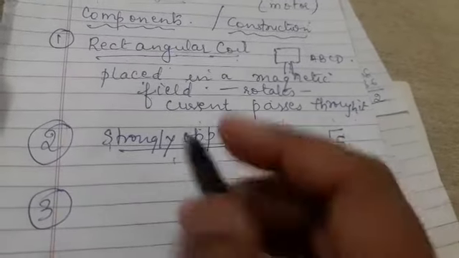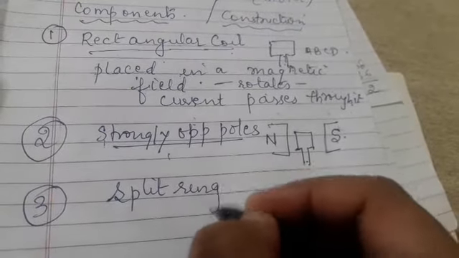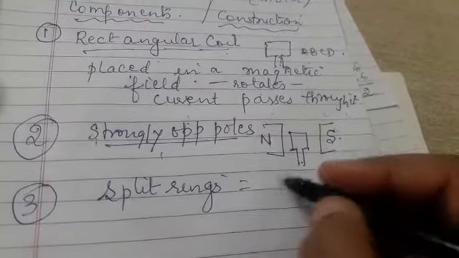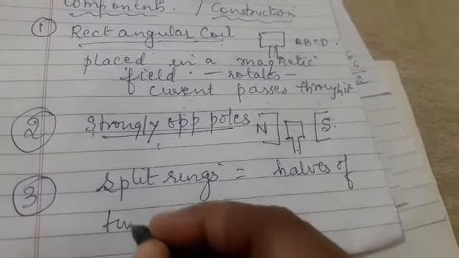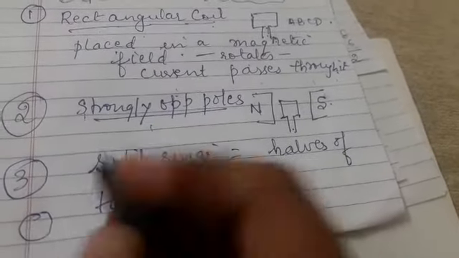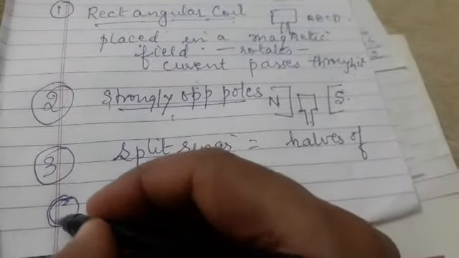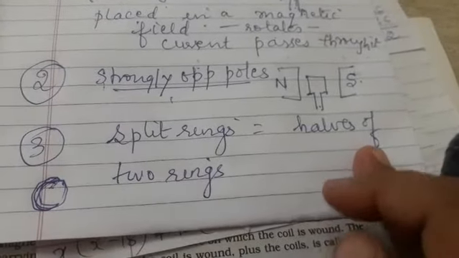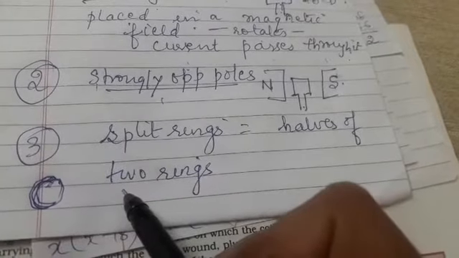Then number three, it consists of split rings. Now split rings are basically halves of two rings. You know, rings are circular in shape. When you take the half of this ring, two rings, it will become a split ring. So we will say that this motor consists of two split rings.